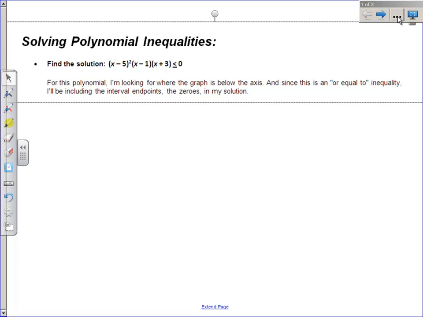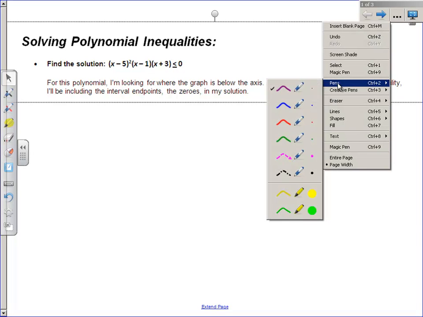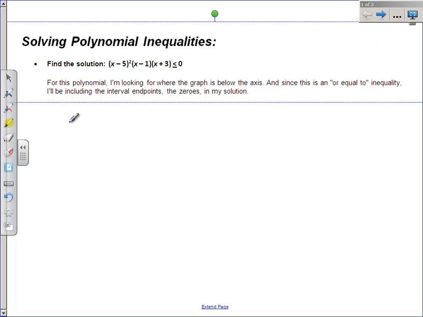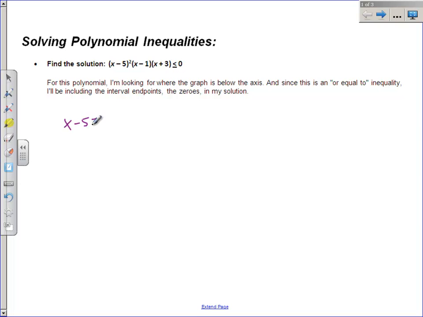So here's what you're going to do. The first thing you're going to do is set each one of these factors equal to 0. And we are going to find some test points. All of these numbers are where it actually equals 0. So x equals 5, x equals 1, and x equals negative 3. So I've found 3 places where this graph has roots, where the graph touches the x-axis.